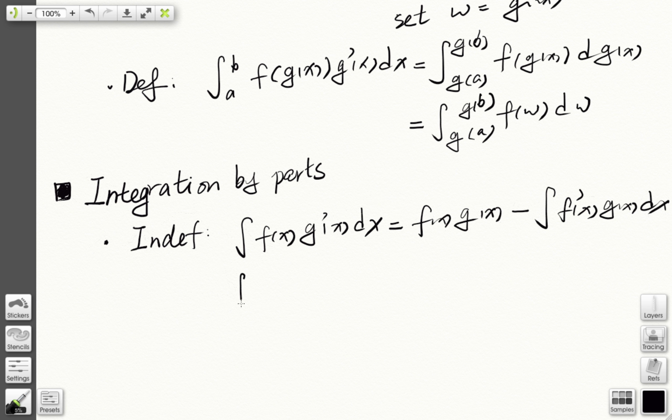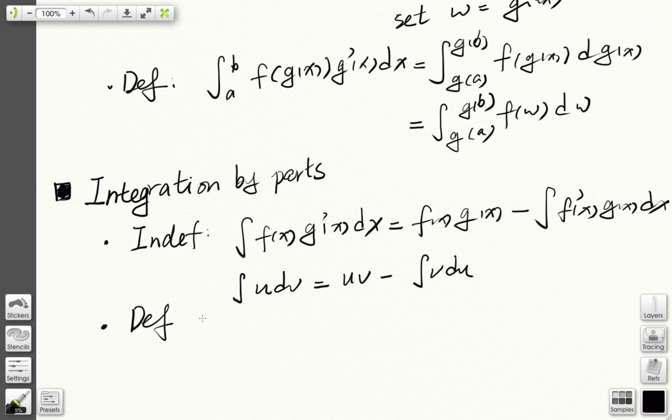And there's also another kind of notation here. If you use u dv, it equals uv minus the integral of v du. So it changes the position of u and v. They're kind of the same. We can use u equals f of x and v equals g of x, then they're the same.